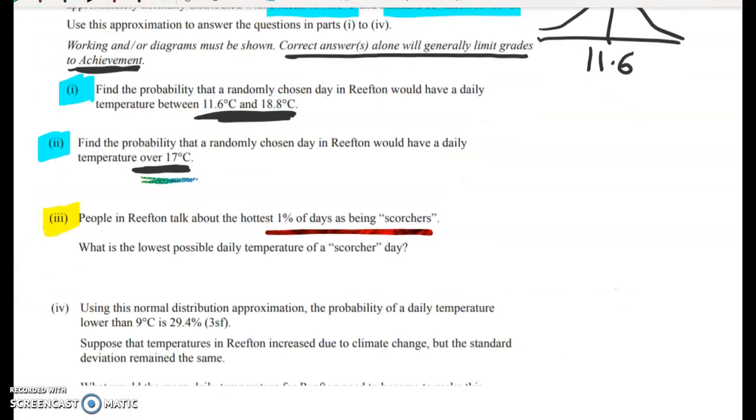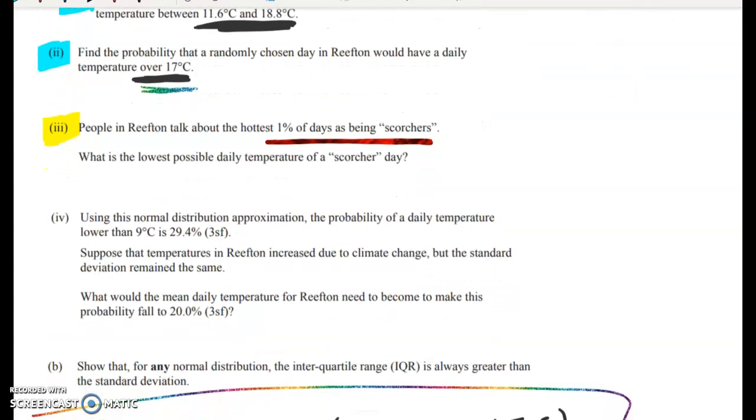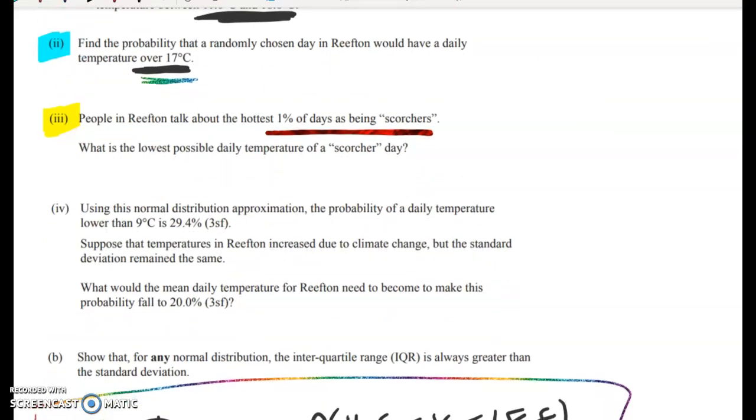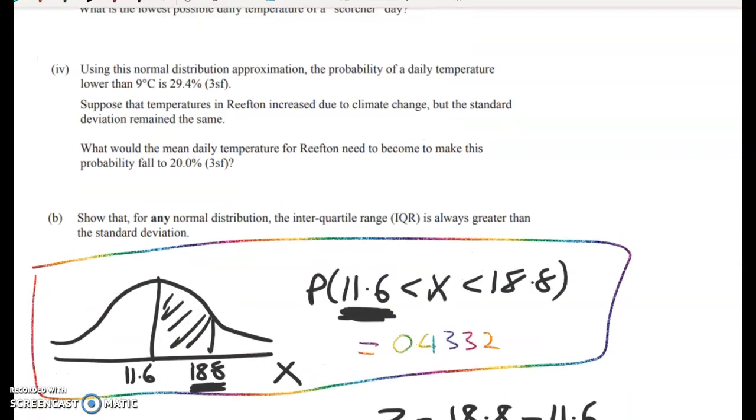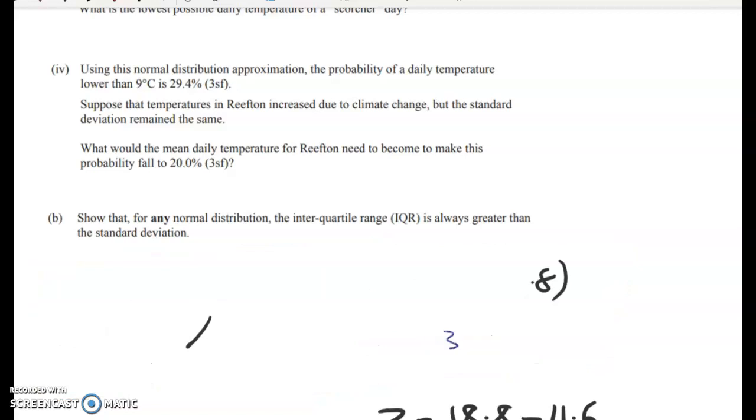Okay, so there we go. That's the first 3 done. So I've got 6 minutes left to try and get through 2 excellence questions. I think that's going to be pushing it, but I'll give it a go. All right, so we're still working with Reefton and normal distributions for this next one. And then for the very last one, we're just working for any normal distribution.